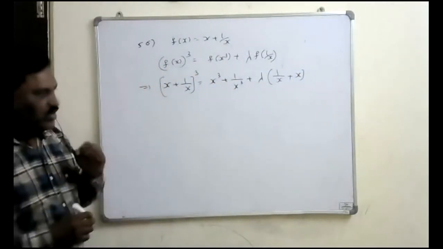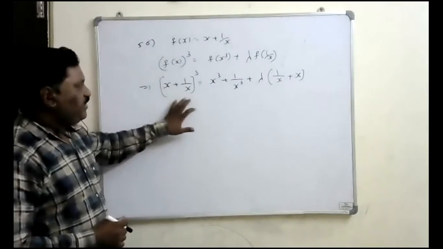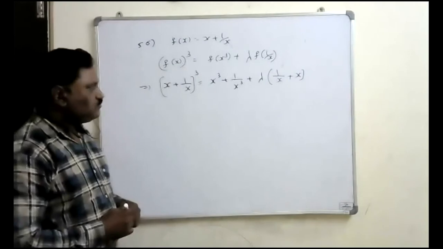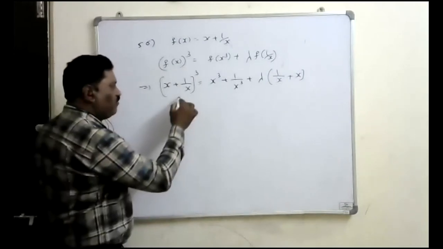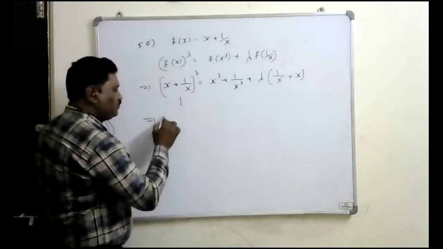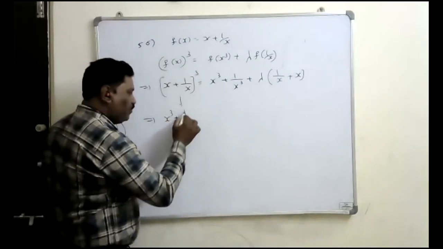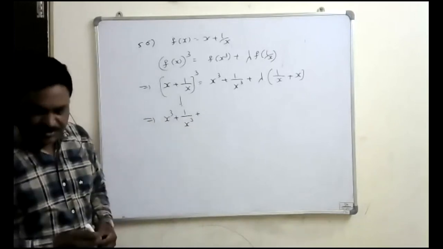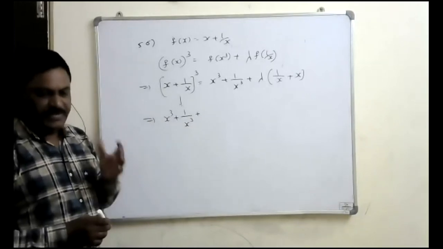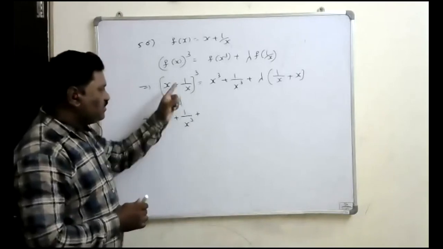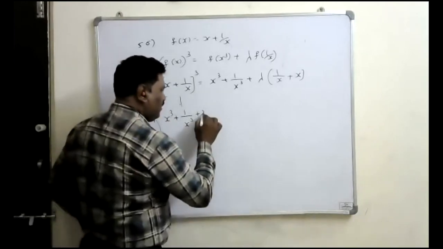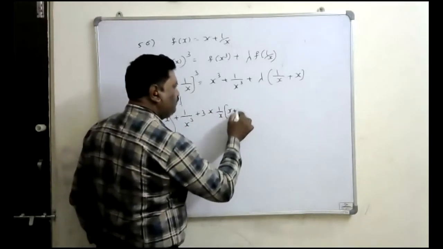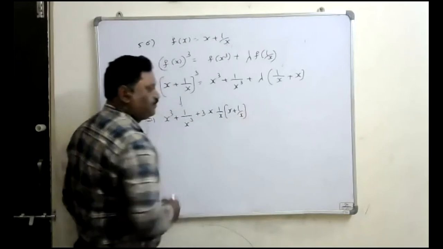Okay. So this is what we got. Now it is in (a plus b) whole cube form. What is the formula for (a plus b) whole cube? (a plus b) whole cube का formula क्या है? a cube plus 3a square b plus 3a b square plus b cube, which is a cube plus b cube plus 3ab into (a plus b). So a cube plus b cube plus 3ab, where a means x and b means 1 by x, into (a plus b). That is the formula for it.